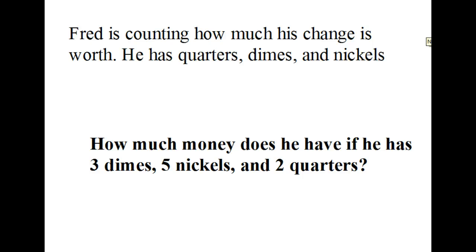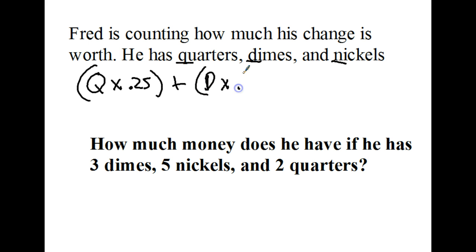Fred's counting how much his change is worth. He has quarters, dimes, and nickels. All right, so we got quarters, dimes, nickels. Well, a quarter is worth 25 cents, and a dime is worth 10 cents, and a nickel is worth 5 cents. Just take the number of quarters times 25, dimes times 10, nickels times 5, and then add them all together.